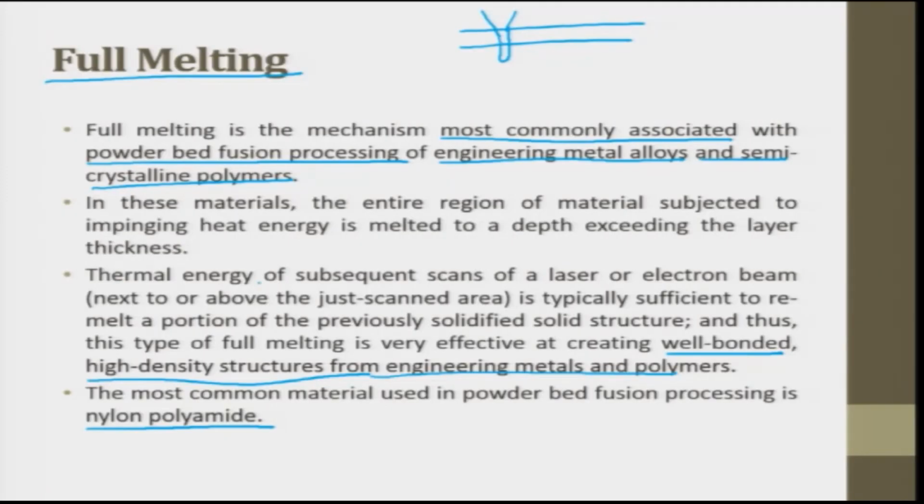So, the thermal energy of the subsequent scan of a laser or an electron beam. So, you can use electron beam. The only advantage of laser is it can be used in a vacuum or non-vacuum system, but an electron beam pushes you to use a vacuum system. It is typically sufficient to remelt a portion of a previously solidified structure, and thus this type of full melting is very efficient at creating well bonded high density structures for engineering metals and polymers.